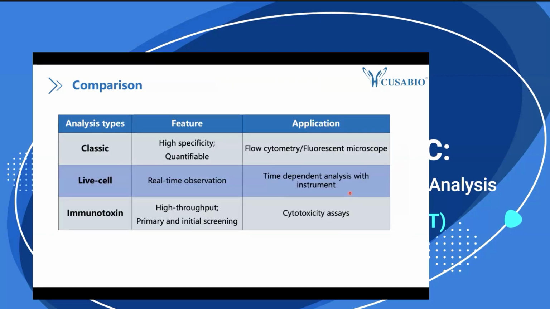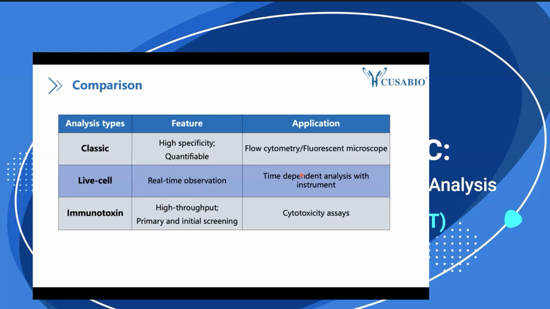Before I move on to the next part, I want to do a simple comparison between all three assessment tools that I mentioned. Different analysis types have different features and different applications. For example, the classic one is highly specific, and the experiment can be quantified. You can finish the experiment with flow cytometry as well as fluorescent microscopy. And for the live cell analysis, because it's a real-time observation, it can do time-dependent analysis. But with this one, to finish the assay you probably need some additional system, like the imaging-based system or some compatible instrument.